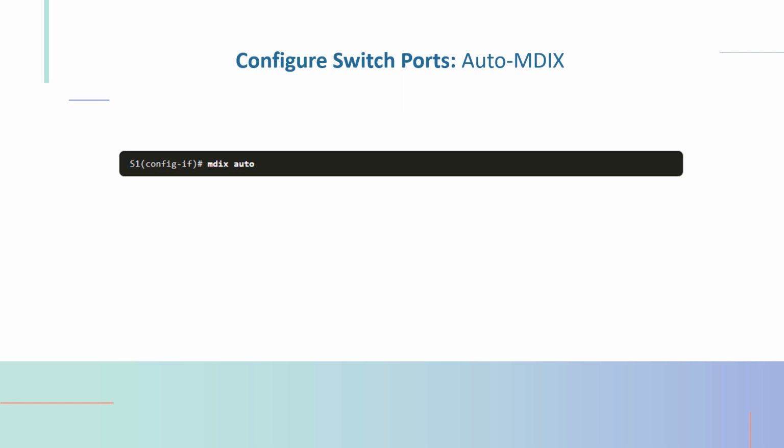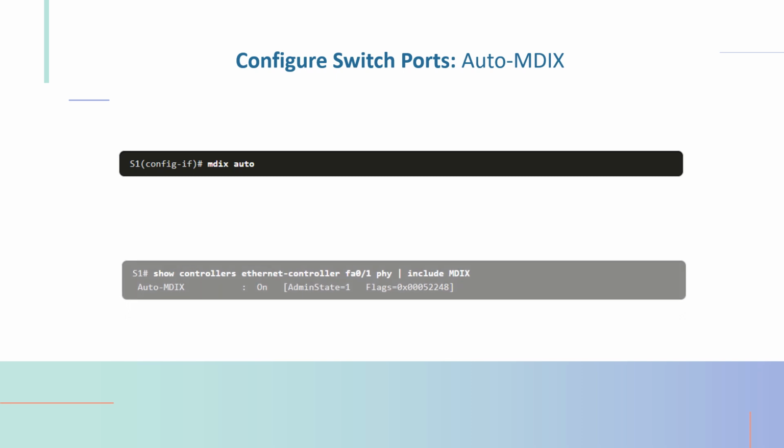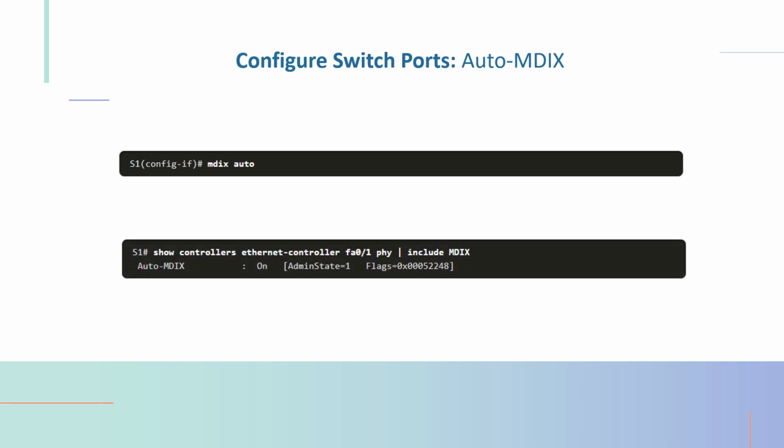To examine the Auto-MDIX setting for a specific interface, you have to use the show controllers ethernet-controller command with the phy keyword, and to limit the output to certain lines, we include a filter by using the include MDIX command. It is shown here in this example.